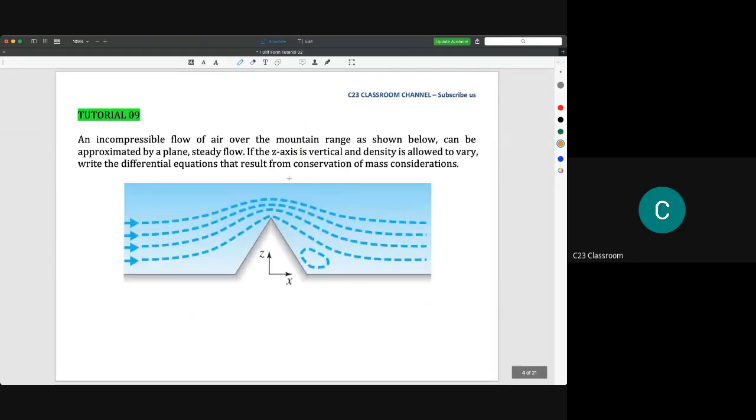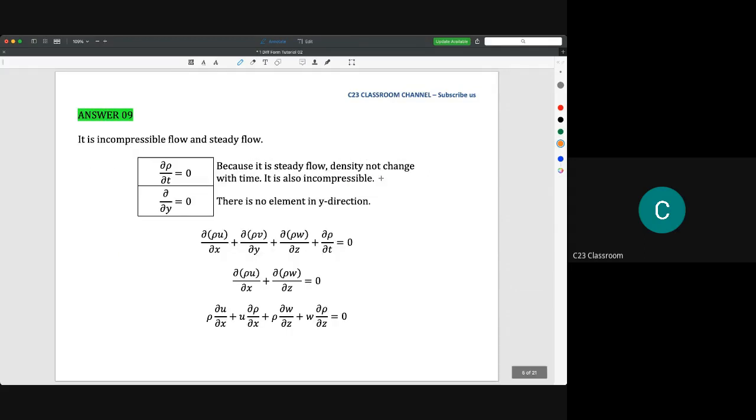So for tutorial number 9, for example, we have this one: an incompressible flow of air over the mountain range as shown below can be approximated by a plane steady flow. If the z-axis is vertical and density is allowed to vary, so means that the density can be changing, write the differential equation that results from conservation of mass consideration. So conservation of mass here actually reflects the continuity equation. So let's say we have the incompressible flow and steady flow here.